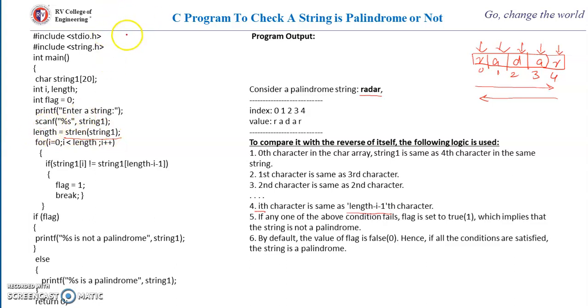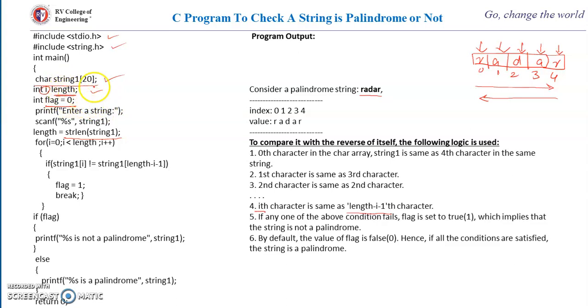So we'll see the program from the beginning. This is the header file, and since we are using strlen, we have to use the string.h header file. Then the main function, and we need to declare the string, so it will be a character array. Then we will be writing the loop. So this i is a loop variable, and length is the variable used to calculate the length of the string. Then there is one variable, flag, which is initialized to 0.